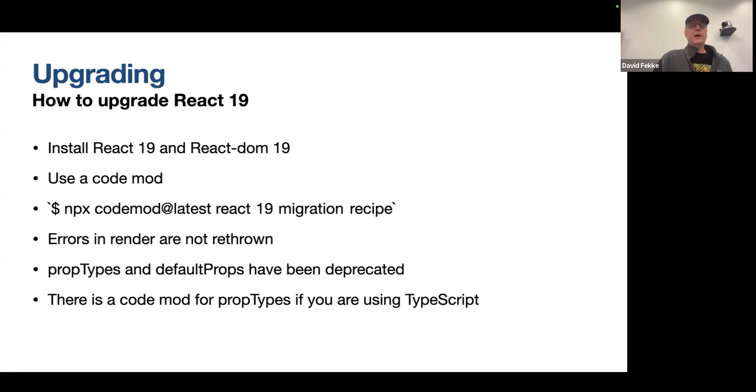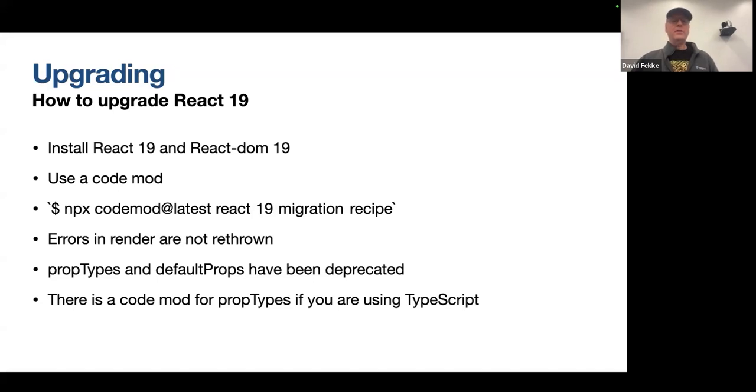So as far as upgrading goes, you can just install React 19 and React 19 DOM. They also have code mods that you can use for handling the upgrade. You can run this npx codemod React 19 migration recipe, and it'll go through and do a lot of the work for upgrading your React app. Make sure that if you're using Git, you create a brand new branch to do that in. That's because it may mess some things up, so you may need to be able to throw away a branch if you have to.